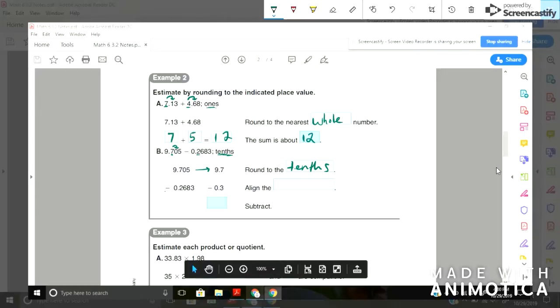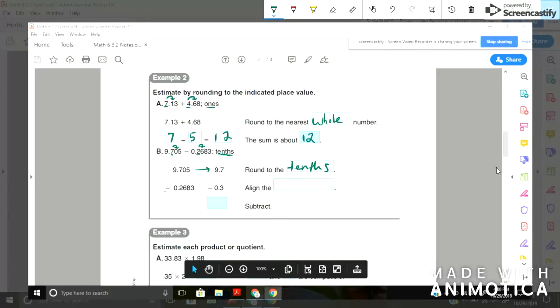I don't worry about anything after this because I just want the tenths place. And the 2, okay, I'll look here. The first digit behind is a 6, so I'll round my 2 up to a 3. And then I don't worry about anything else. So this turns to 0.3.